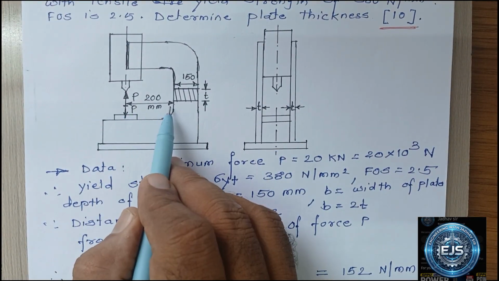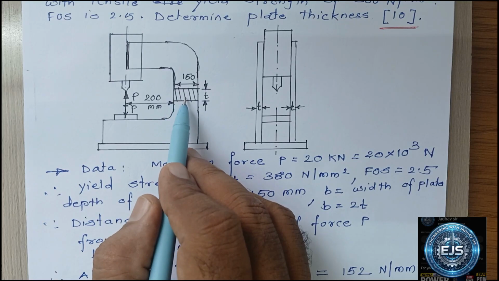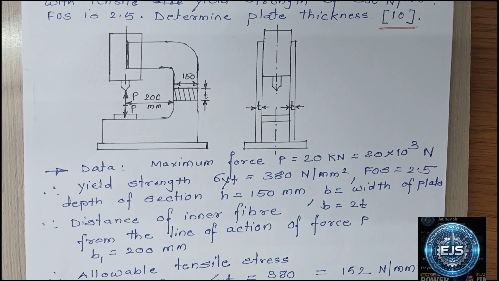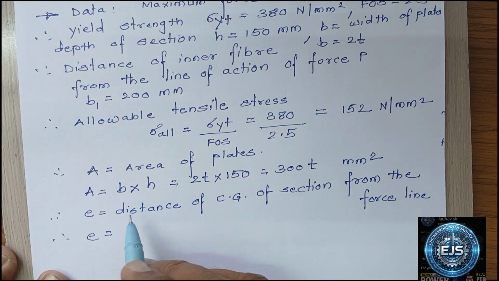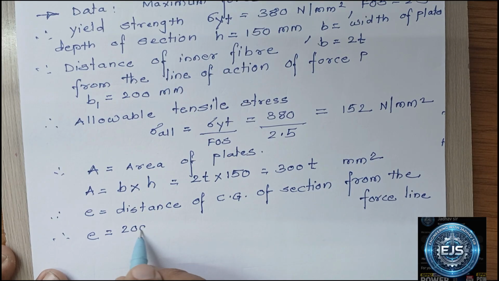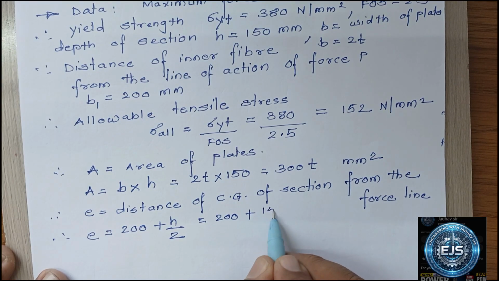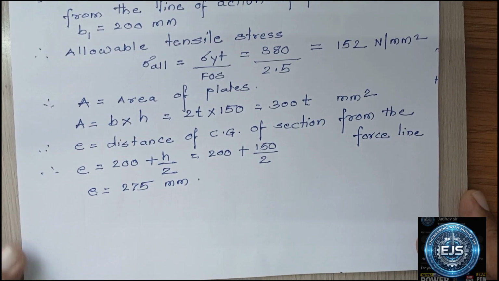Eccentricity E is equal to, so from the load, this distance of inner fiber is 200 plus this depth is 150, so CG lies at half of this, that is 75. So 200 plus 75, this is the distance of the CG of this section from the line of action of the force P. So eccentricity E in this case is calculated as 200 plus h by 2, and that is equal to 200 plus 150 divided by 2, that is 75. So we get this eccentricity 275. So eccentricity in this case is 275 mm.